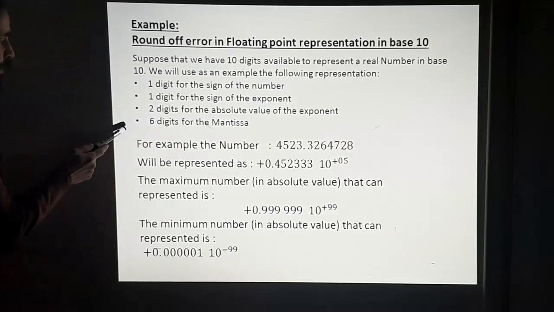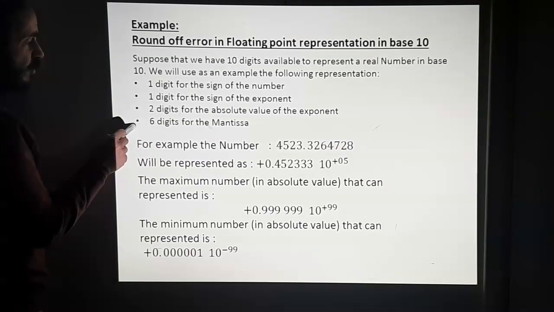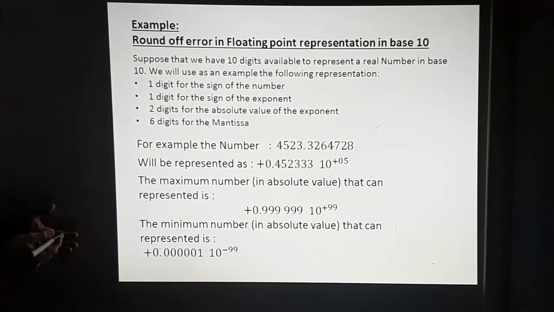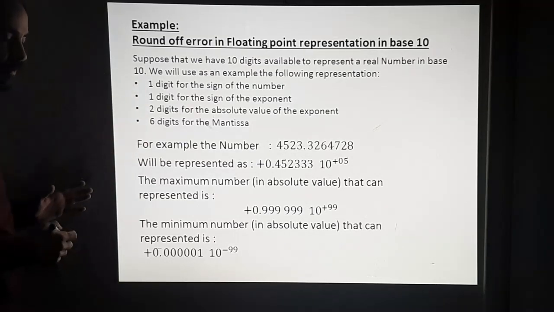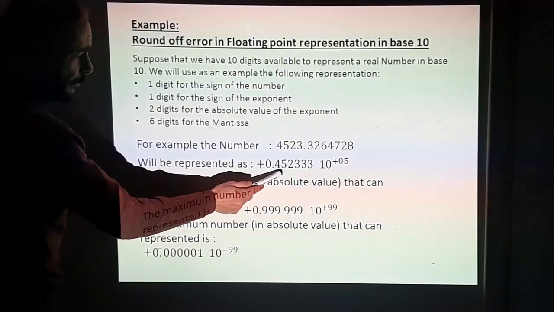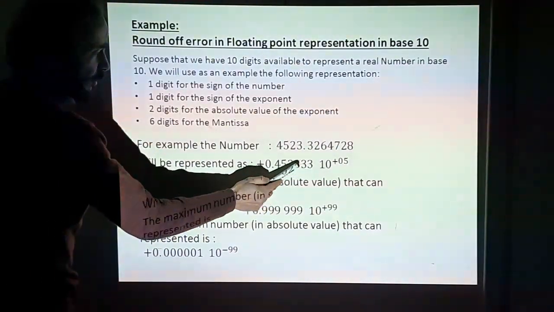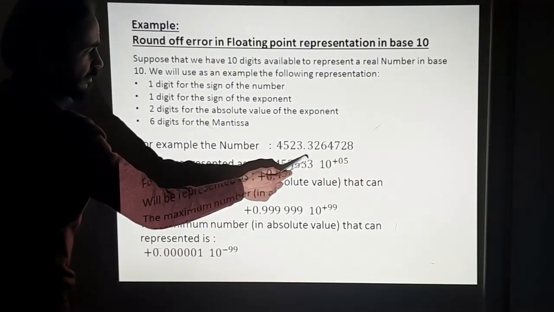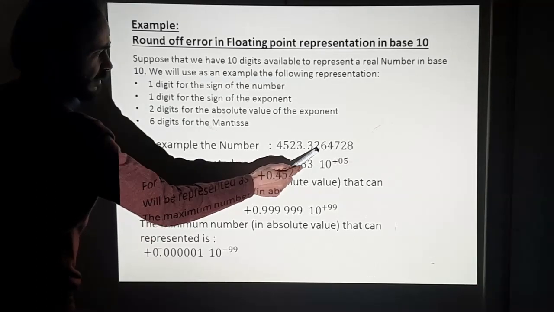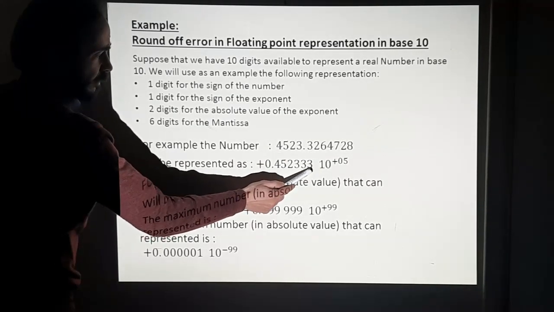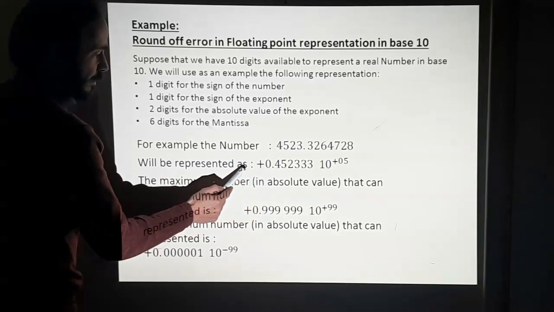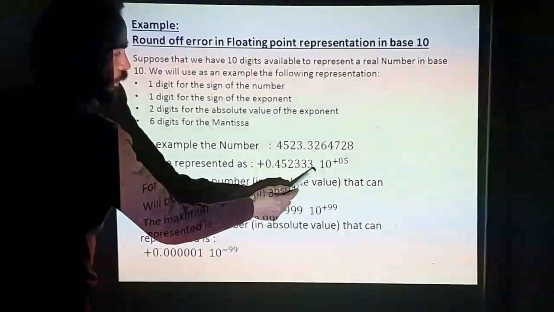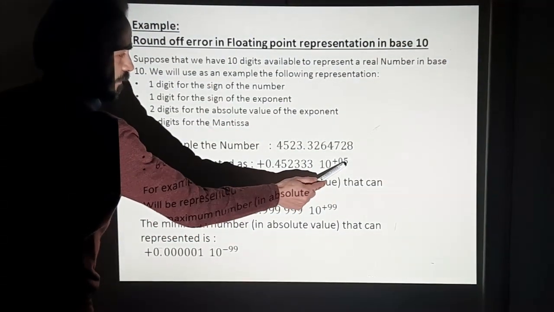Now, here in this representation, I considered 6 digits for the mantissa. Okay? So this is just an example. The numbers that I chose are arbitrary here. Now, in this representation, I will retain the first 6 digits. I will round these digits, so 26 becomes 3. And I will express the number as 0.452323 10 power 5.